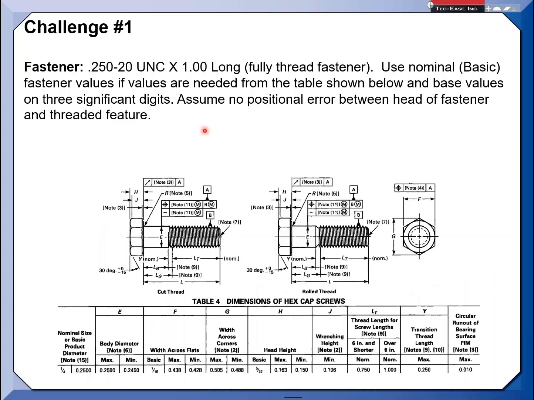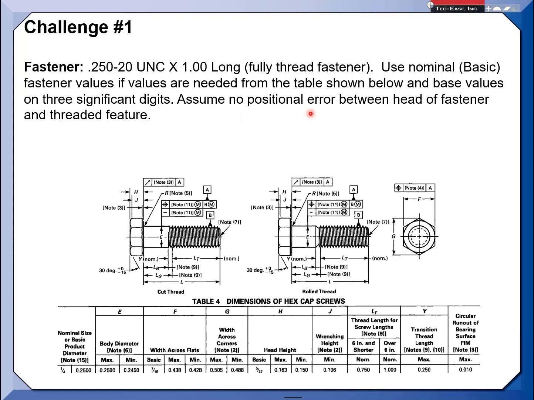Then there was another requirement dealing with the fasteners, that they were going to be 1/4-20s, UNC, and they're going to be 1 inch long, and they're going to be fully threaded fasteners, even though the diagram down here shows you what would happen if it wasn't fully threaded. But in this case, we were using fully threaded fasteners. So this default overrode what you were seeing here. Then we also stated, by the way, use nominal. In other words, down here you'll see nominal size or basic. So we're declaring that use nominal or basic fastener values if values are needed from the table shown below, and base values on 3 significant digits.